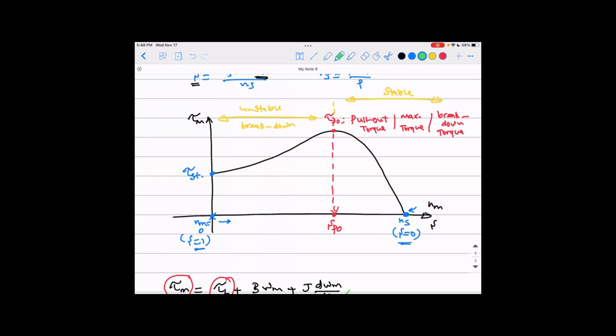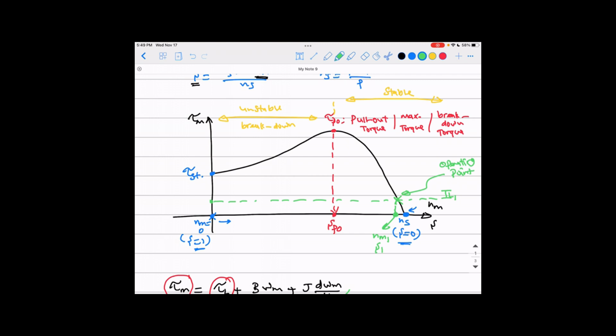So I draw the load torque on the same axis like this. If the load torque equals this value, I'm going to call it T load 1. That means this intersection is your operating point, the intersection between the load torque and your motor torque speed characteristic. That means you start working at this point. If you go down here, this point is your actual speed, which I'm going to call Nm1, and the slip at this point equals S1.